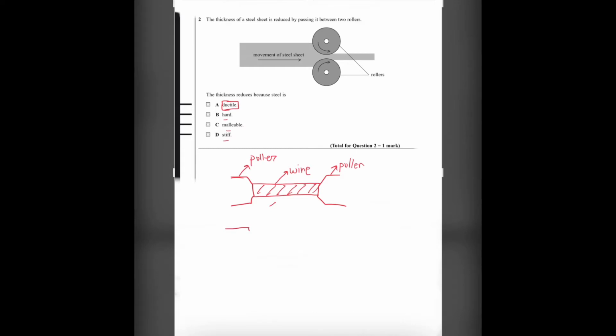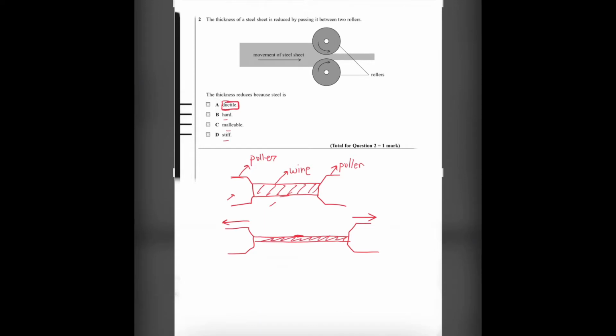And there is another scenario where we are pulling the wire apart in this direction. This puller is moving in this direction, this puller is moving in this direction. So this is a tensile force. So due to a tensile force, it is drawn out into wires. So this is actually ductile.